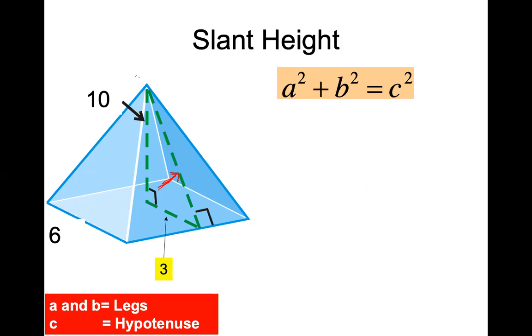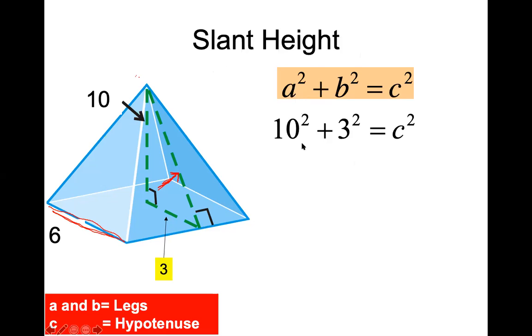One of the legs, it doesn't matter whether you label it a or b, is 3. Where am I getting that from? Well, this is a square pyramid, so if this side is 6, and we're going from the middle of the base, then half of that would be 3. So that's where that 3 comes from. And obviously the height from the base to the vertex is 10. So we throw those two values in for the two legs of the right triangle, 10 and 3, and then we just go to town on the Pythagorean theorem.